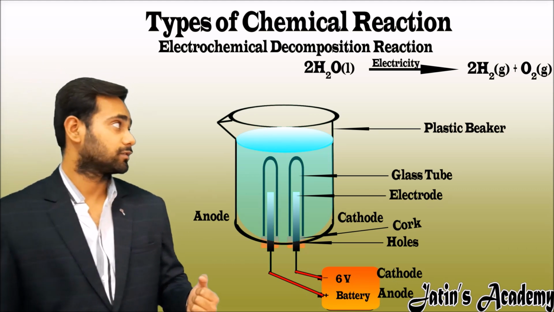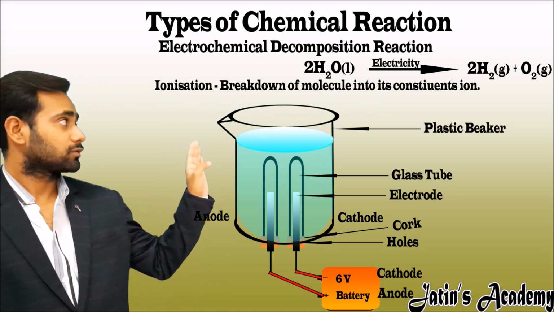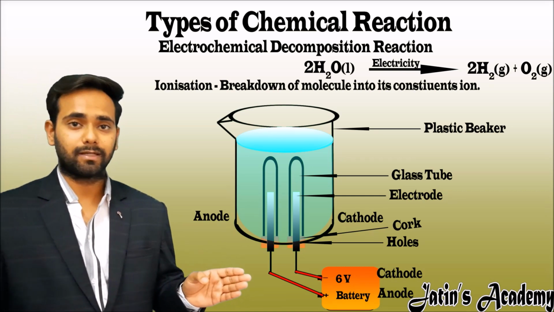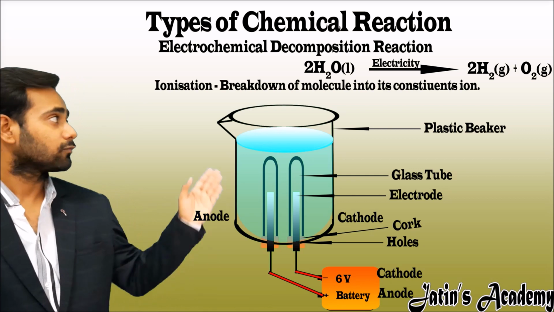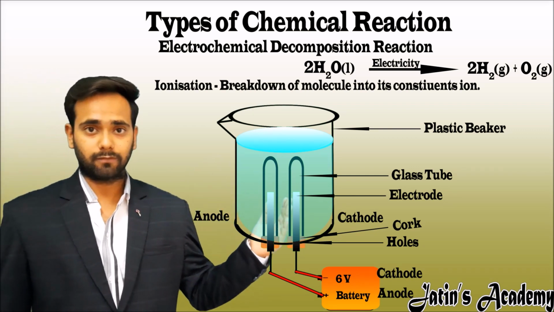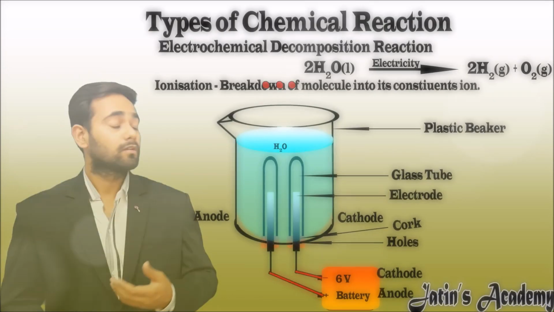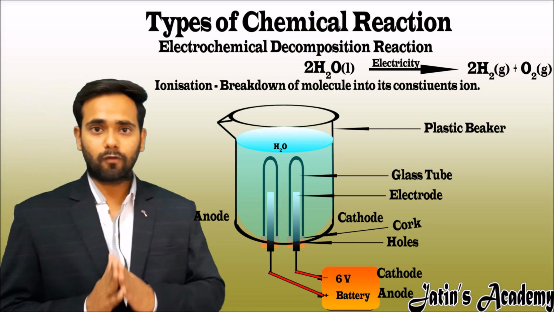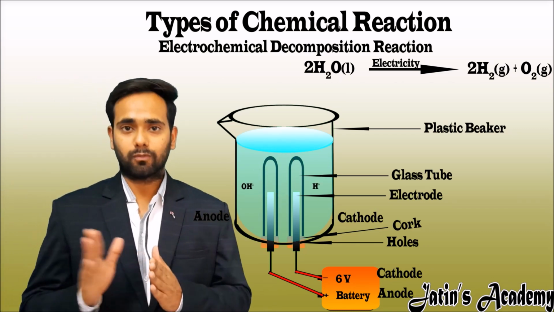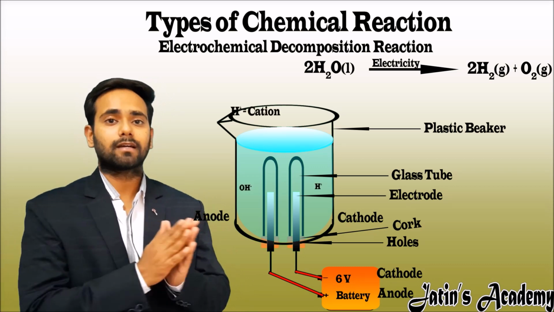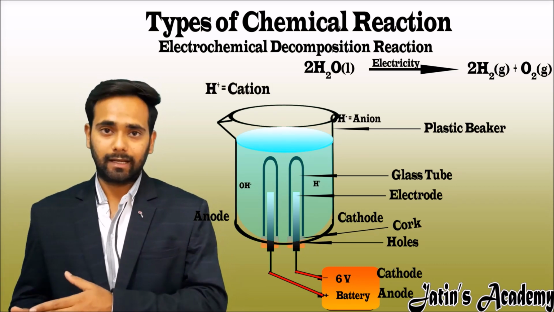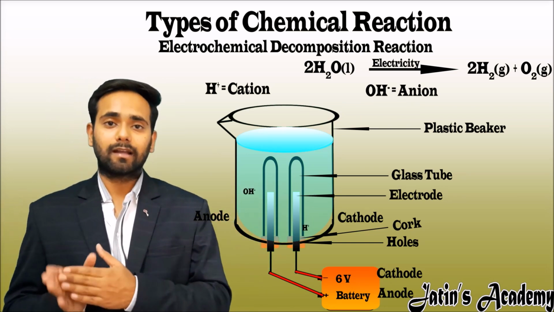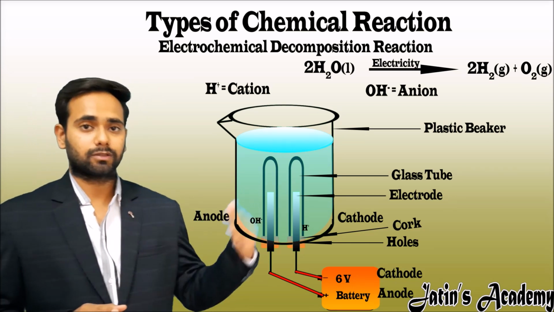Now what is ionization? Ionization is a process in which a molecule breaks into its constituent ions. Constituent ions means positive ions and negative ions. Water does not break down into H positive ions and OH negative ions in the pure state. So we have to add a few drops of acid to the water. Now water ionizes into H positive ions and OH negative ions. Here H positive ions are cations and OH negative ions are anions. Cations are attracted toward the cathode, which is negatively charged, and anions are attracted toward the anode, which is positively charged.